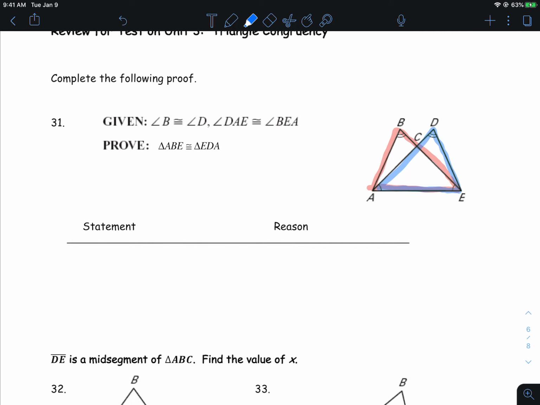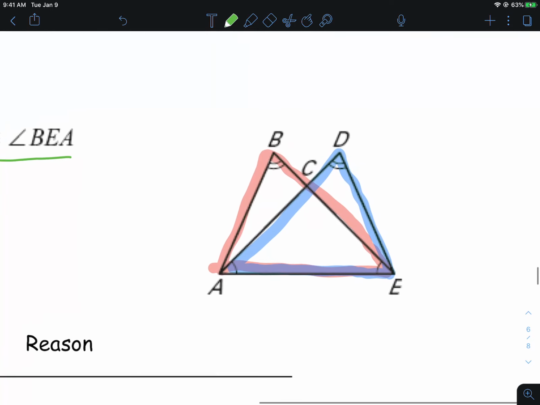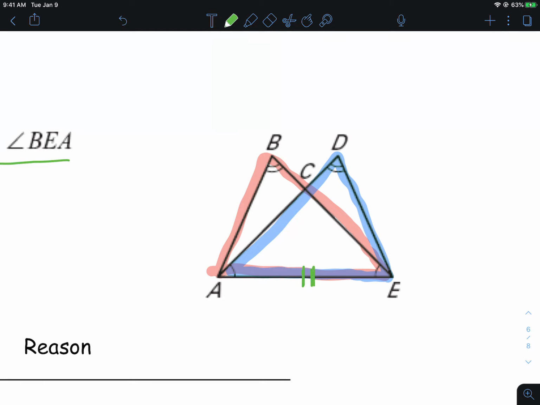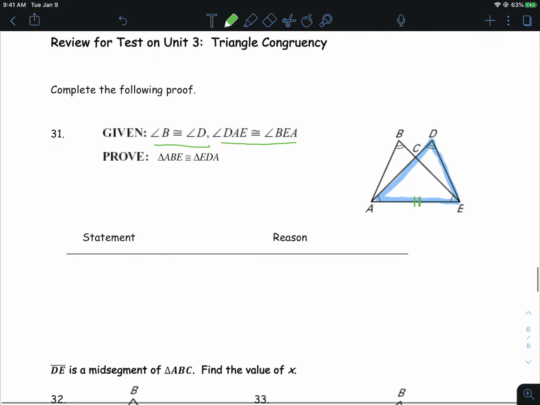So right now it appears that I got two pairs of angles that are congruent to one another, and that's because they said angle B was congruent to angle D up there at the top, and then angle DAE is congruent to angle BEA right there. Okay, so since the two triangles have this overlapping side right here in the middle, and if you just look at one of the triangles, maybe like the blue one right there, you can say the two triangles are congruent because of the angle, and then the side right there. So that's why the two triangles will be congruent.